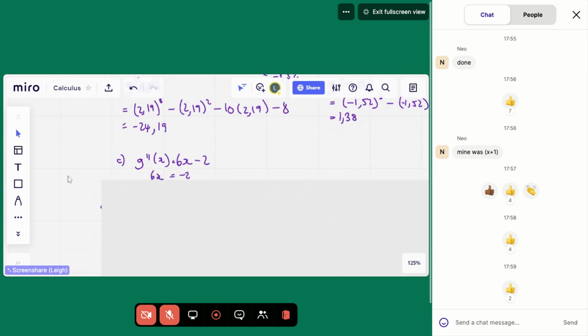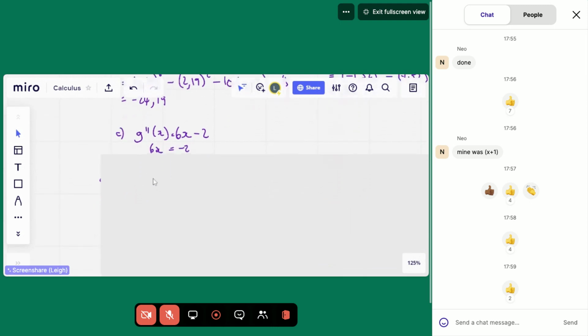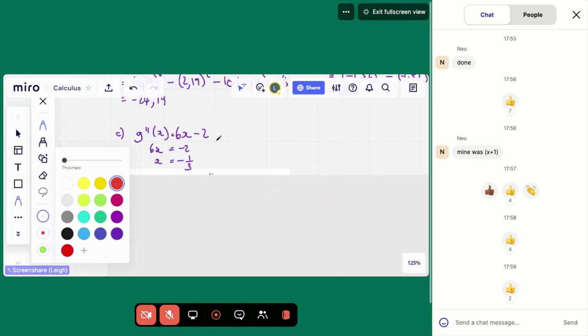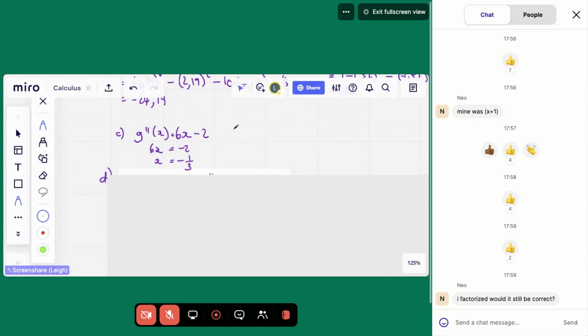Okay, and then the point of inflection, second derivative. Oopsie, and what did I do? So naughty. I've just seen here, I needed to make that equal to 0. So I should have written 6x minus 2 is equal to 0 over there. If I factorize, would it still be correct?